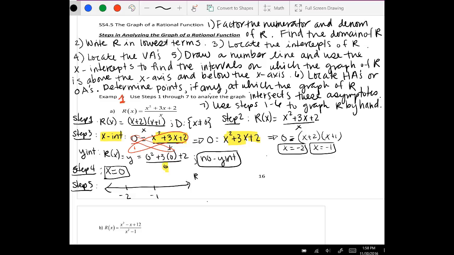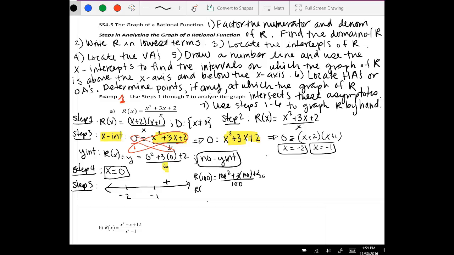So I'm going to pick some really big numbers. Positive 100 first. When I plug in positive 100, let me just write it out. Positive 100 squared plus 3 times positive 100 plus 2 all over positive 100. This is definitely going to be positive.